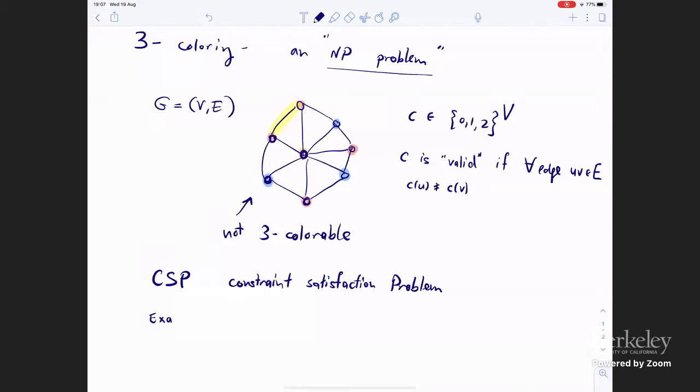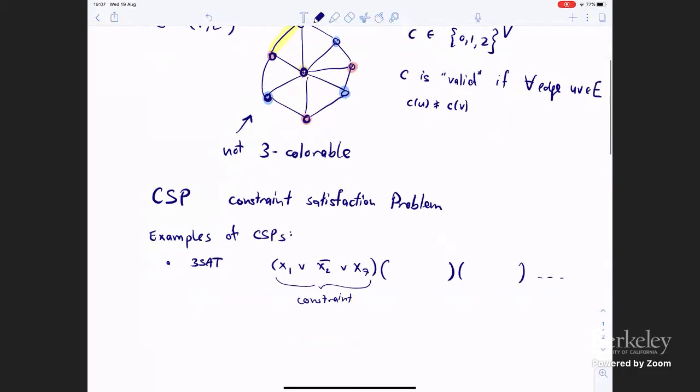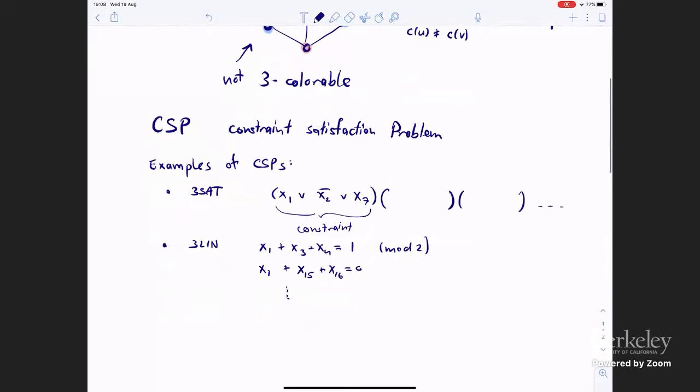So let me tell you a couple of examples of CSPs. One is 3SAT. So 3SAT, we're all very familiar, right? You have some variables like X1 or not X2 or X7. This is one constraint. And then we have many more like this. So this is a constraint satisfaction problem. And maybe another kind of constraint satisfaction problem is 3-lin, where the constraints are of the form x1 plus x3 plus x4 equals 1 mod 2. So these are linear equations, and maybe you have another one. And this is another kind of constraint satisfaction problem.